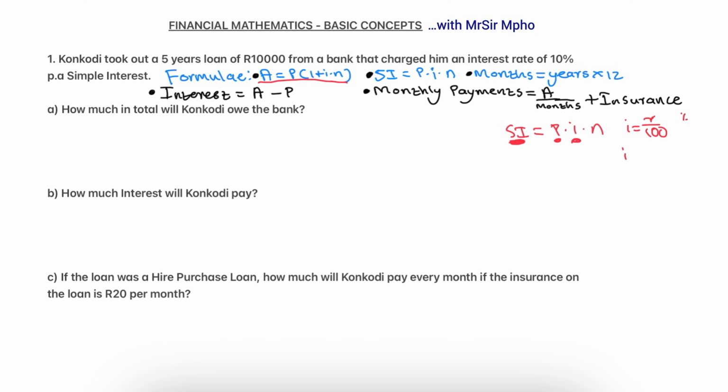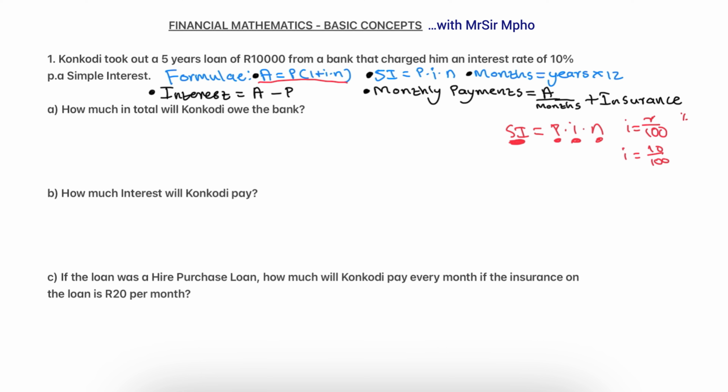So when you're looking for i, for this specific question, i is going to be 10 over 100. Does it make sense? So our r is 10 over 100, and the whole thing will be i. Clear, right? And then our n is the number of years. In this case, it's 5. Makes sense, right?